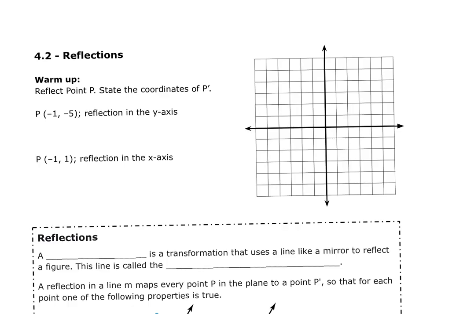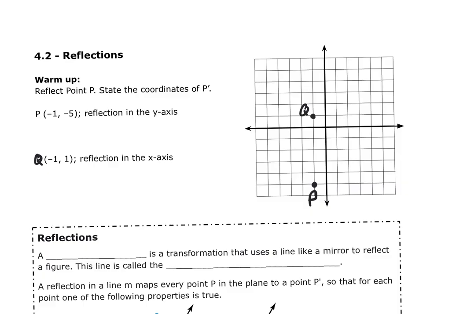So the first point that we're given is point P, and it's at (-1, -5). Okay, and I'm going to call this one Q down here. I don't like using the same letter again, so I'm going to call this one Q, and it's at (-1, 1), and I'm going to label it Q.